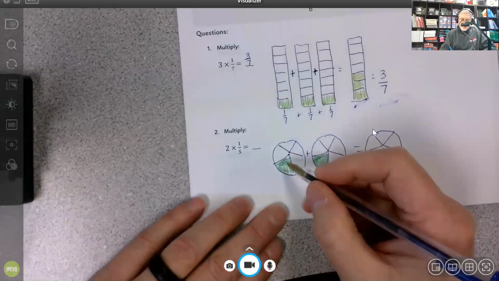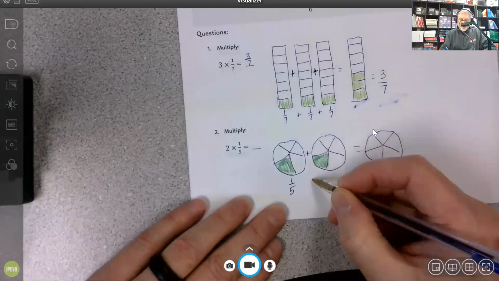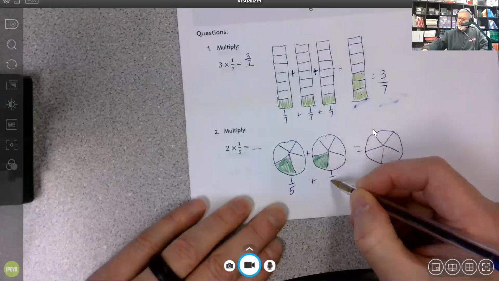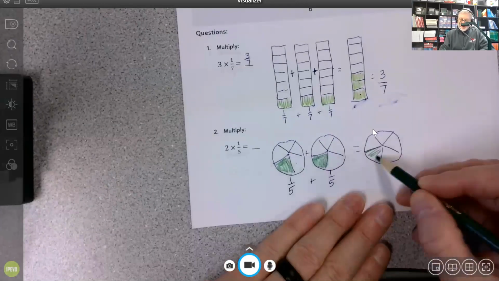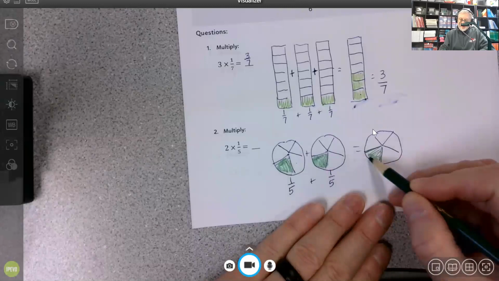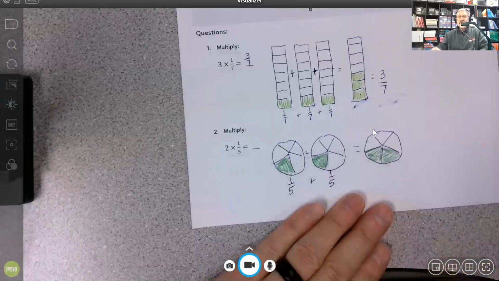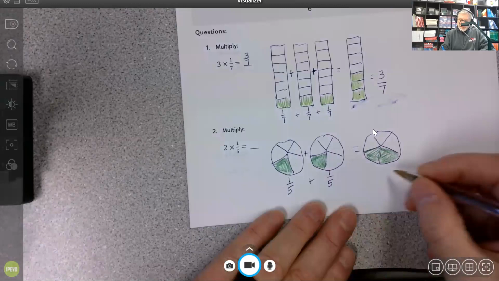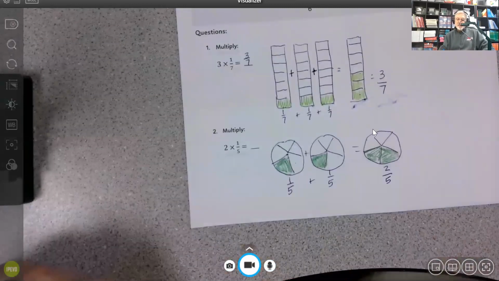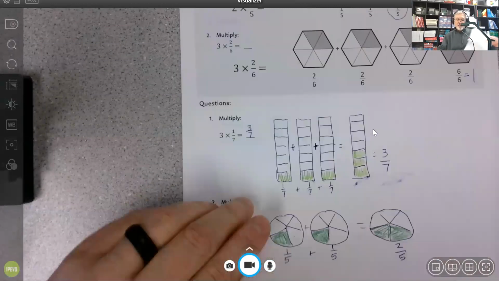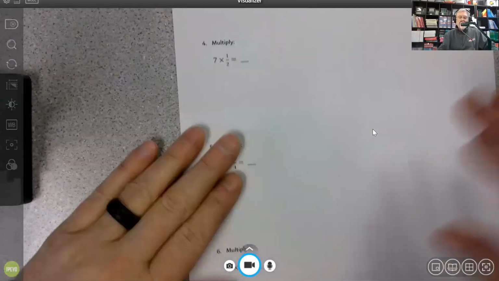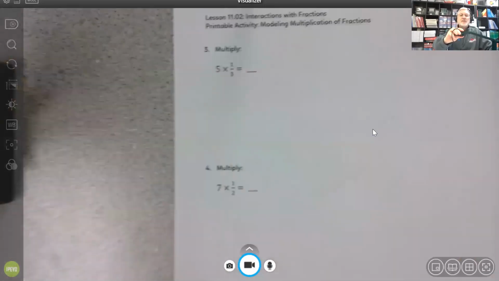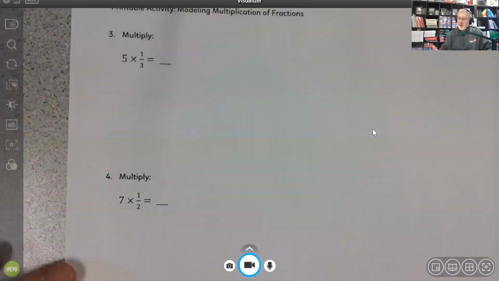So each one of these is a representation of 1/5 plus 1/5. So over my answer, then I have to shade it twice. 1/5 plus 1/5 then equals 2/5. Okay, and that's by using a fraction model. All right, the next one, let me hone in on this so you can see it a little closer: 5 times 1/3.